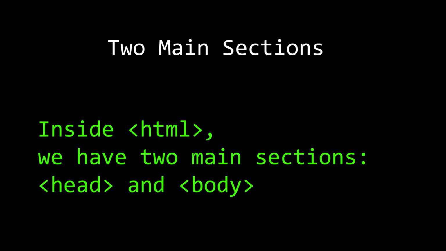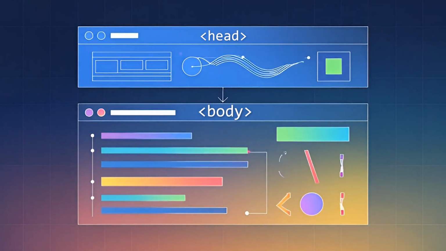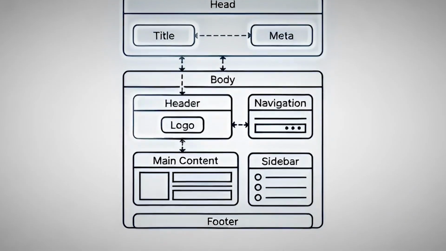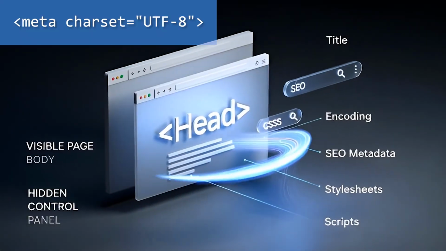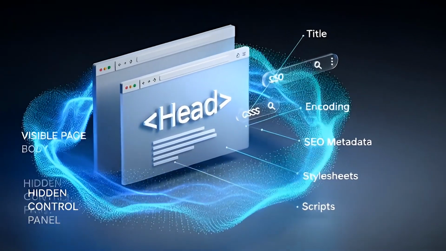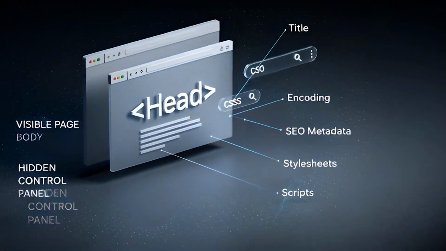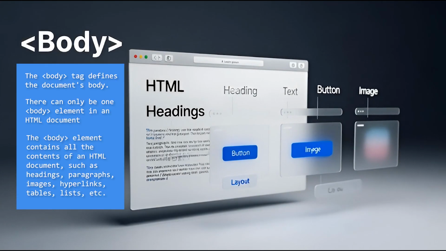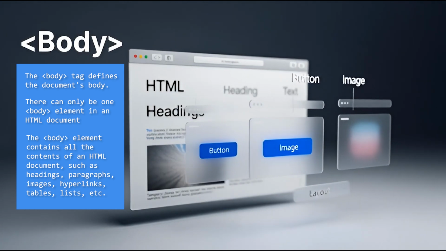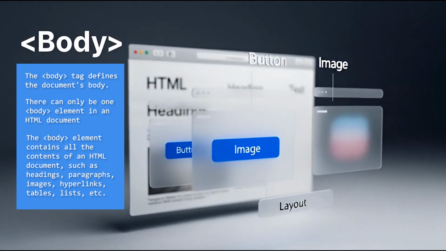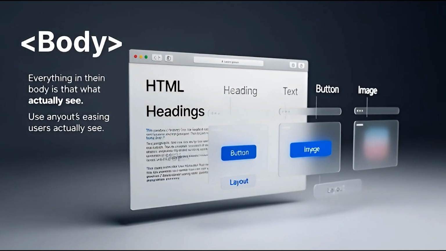Inside, we have two main sections. The head contains information about the page, mostly not visible to users, like the encoding, SEO metadata, links to CSS, and sometimes scripts. The body contains what users actually see: headings, text, buttons, images, layouts, all visible content.